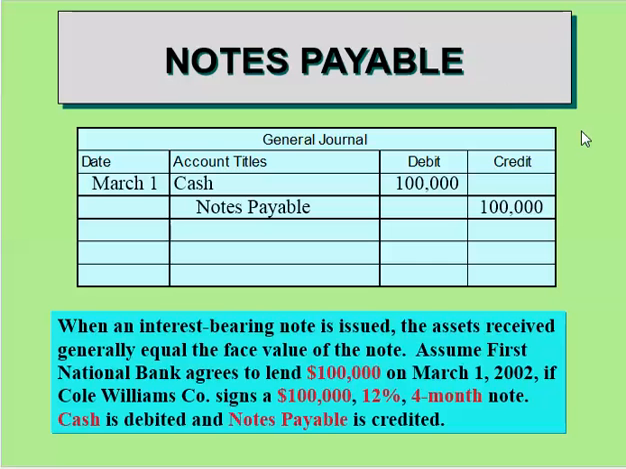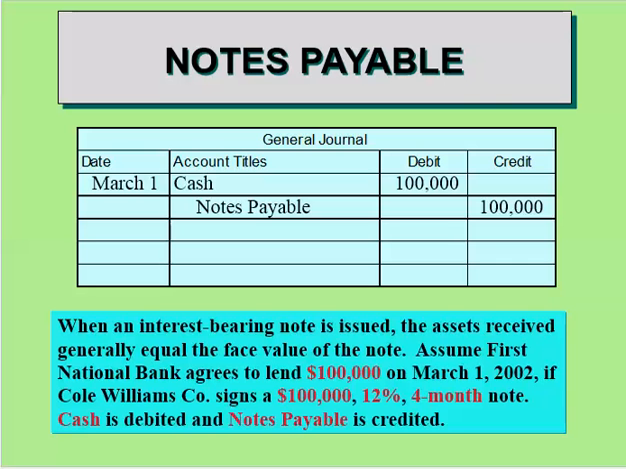Here's another example of a note. This time we went to the bank and we just got a $100,000 loan. We debit cash because in exchange for signing that contract that you promised to pay that money back, they're going to give you a check. So we debit cash, credit notes payable for $100,000. This says that First National Bank agrees to lend $100,000 on March 1st, 2002. If Cole Williams Company signs a $100,000 12% 4-month note, we debit cash, credit notes payable.